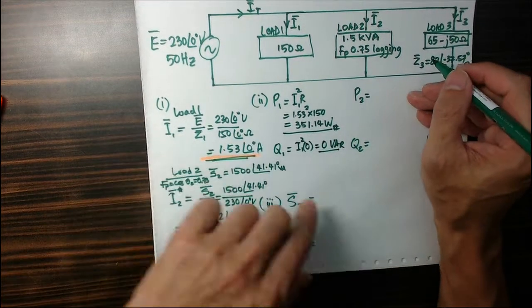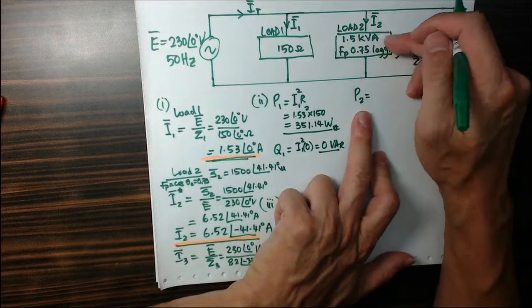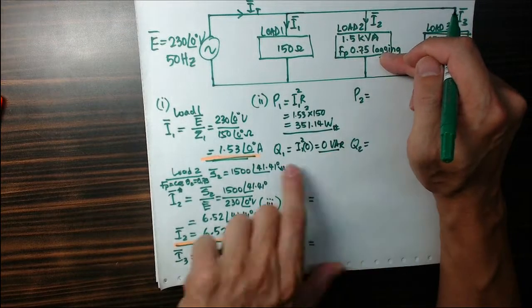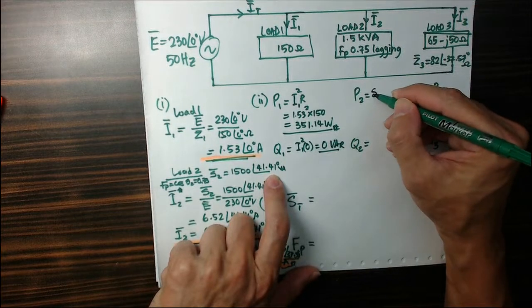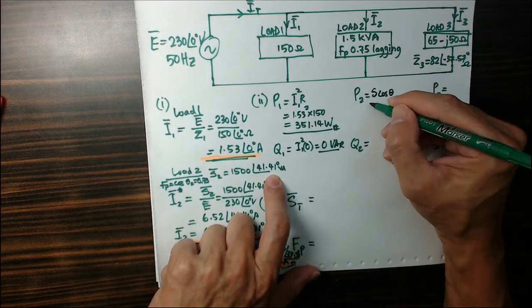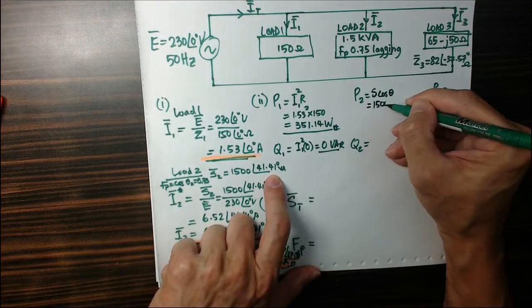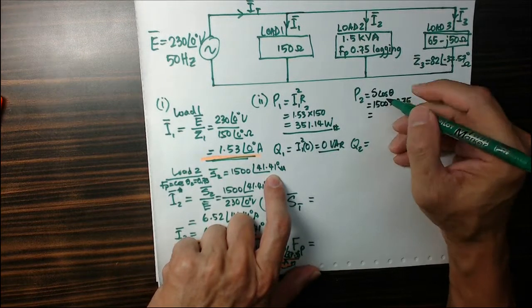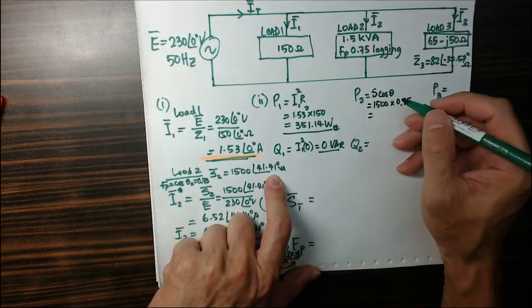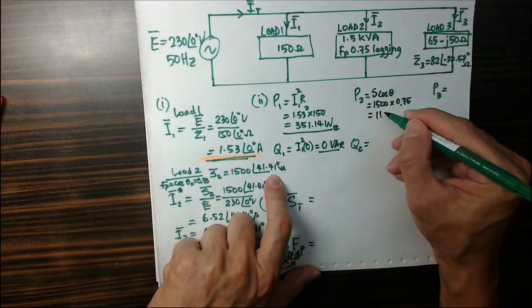For P2, I make use of S and the angle that I've calculated earlier. So I can have S cosine theta, which equals 1500 times 0.75. That gives me 1125 watts.